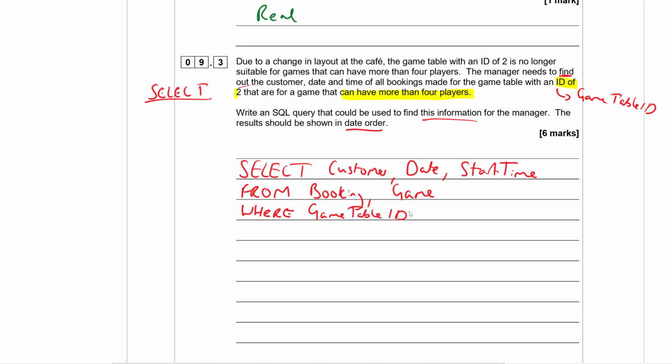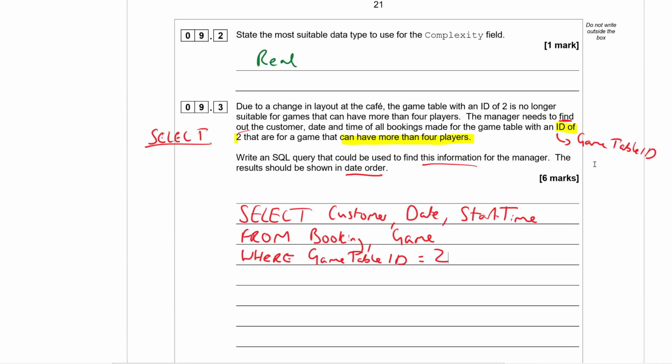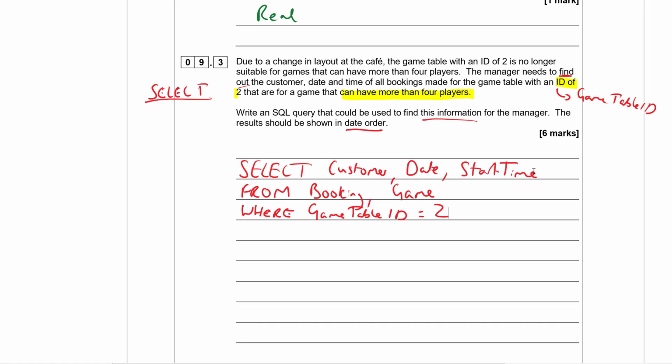Game table ID equals 2. Let's just double check I've done that properly. I'm paranoid I'm not capitalizing it properly, but I have. Now, that's not it, right? We're also filtering based on having more than 4 players.